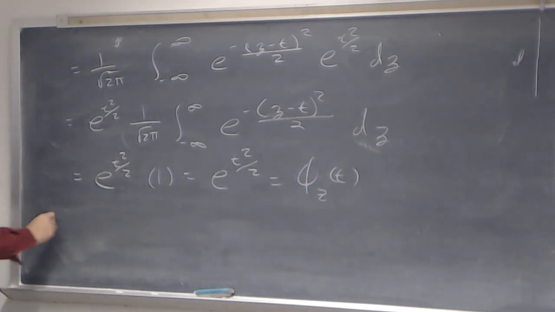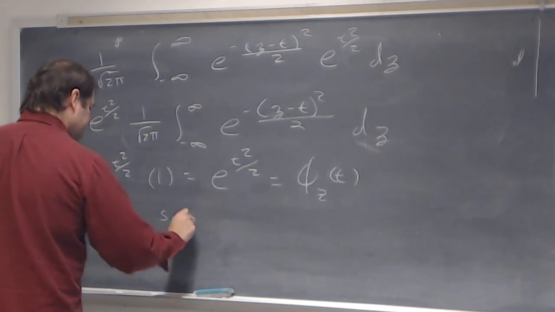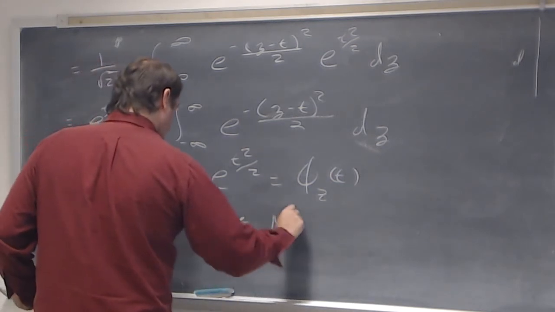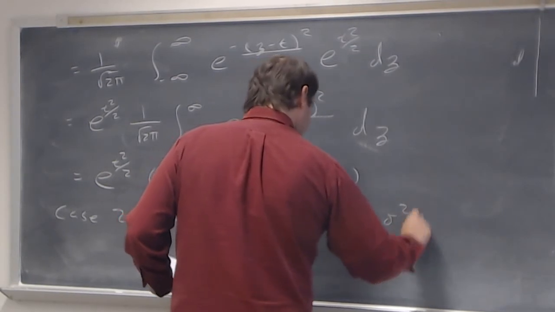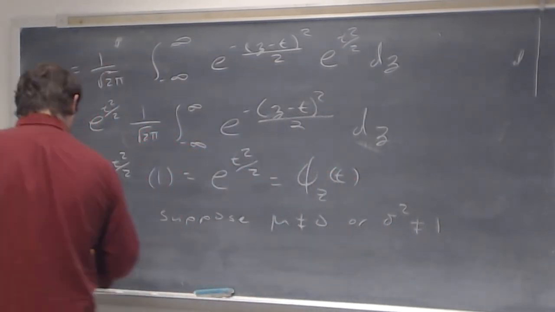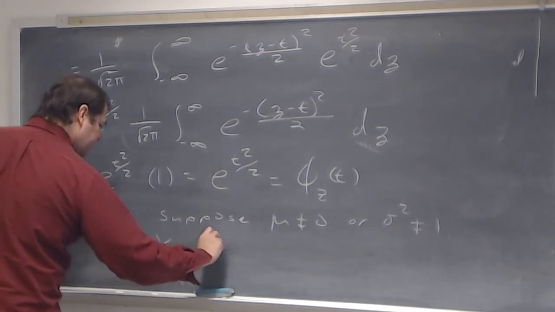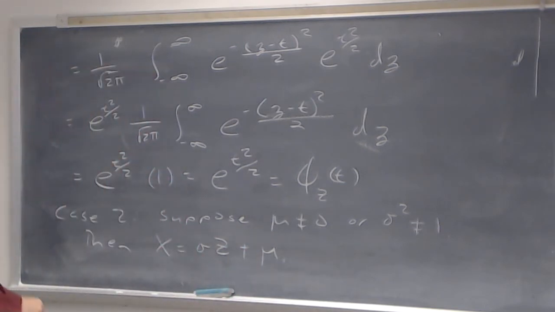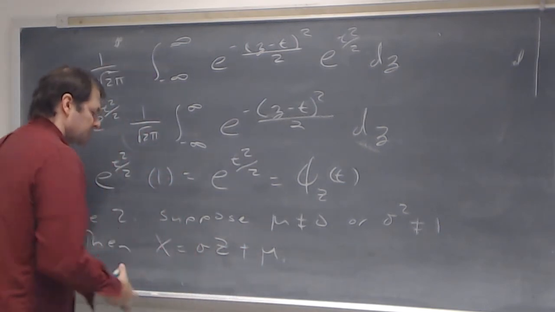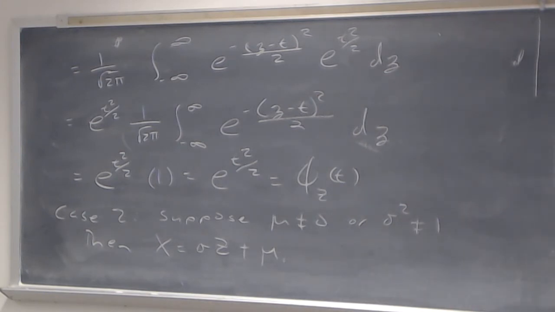Now, case 2. Suppose mu is not 0 or sigma squared is not 1. Then we can rewrite our previous pattern, x equal to sigma times z plus mu. That's what it's got to be. And so we want to find the moment generating function of that random variable x.